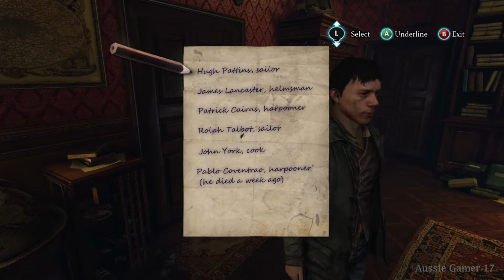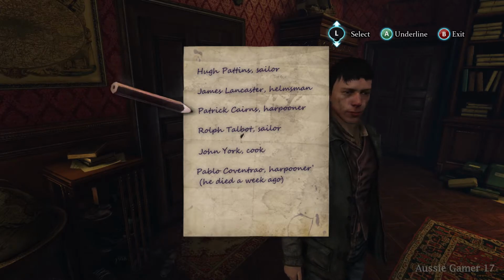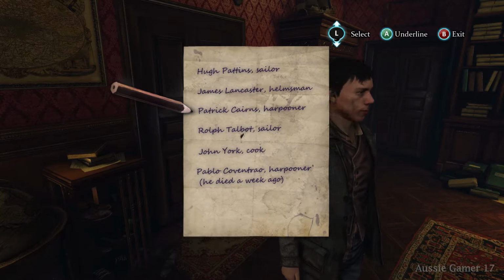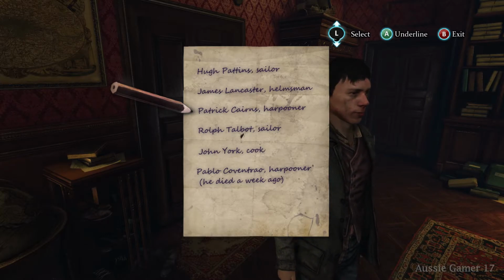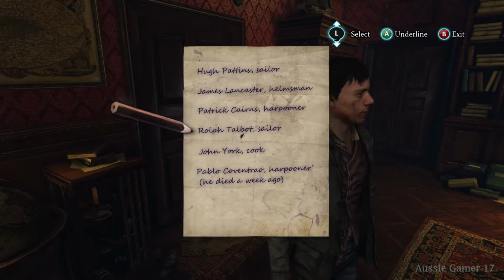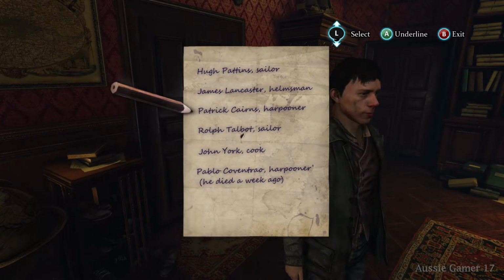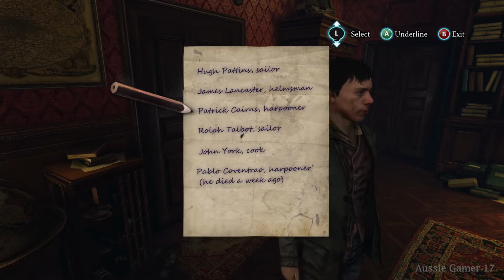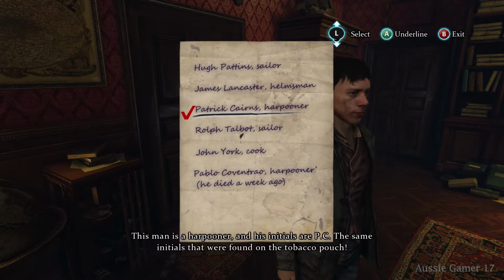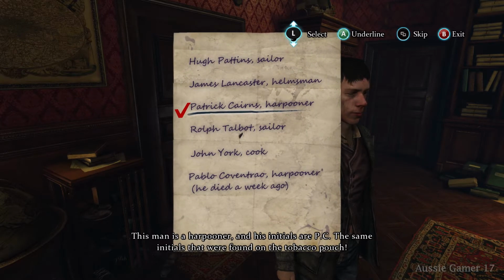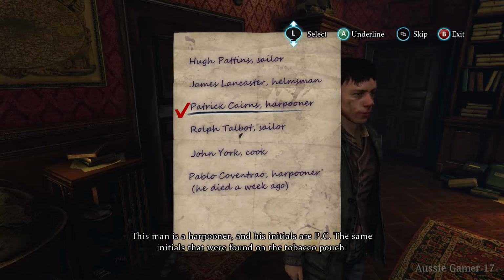All right, so we've got this list, and the only thing that we have that matches anything else is that we've got a Patrick Cairns, and he's a harpooner, and he's alive. So we've got another harpooner here, and his initials are PC. Pablo died a week ago, so he's no use to us, but this harpooner is, so we're going to click on him. This man is a harpooner, and his initials are PC, the same initials that were found on the tobacco pouch.